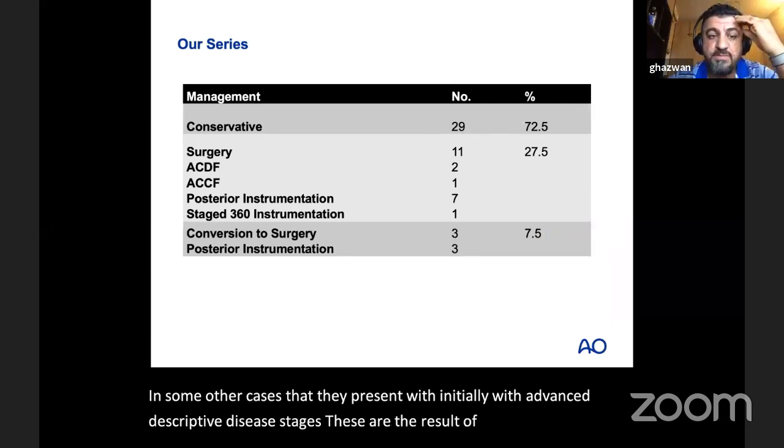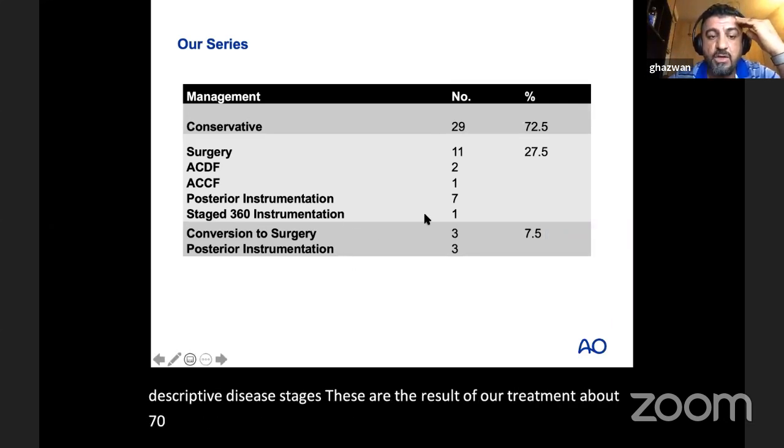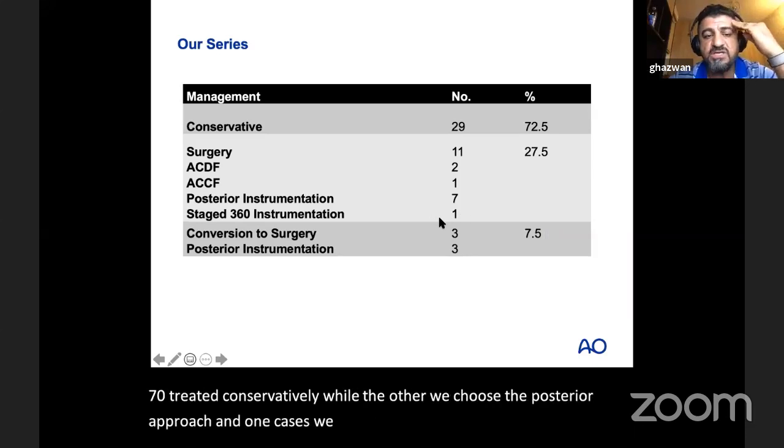About 70% were treated conservatively, while in the others we chose the posterior approach, and in one case we did 360 instrumentation, as we will discuss later. For cervical, we did ACDF and or ACF in one case.